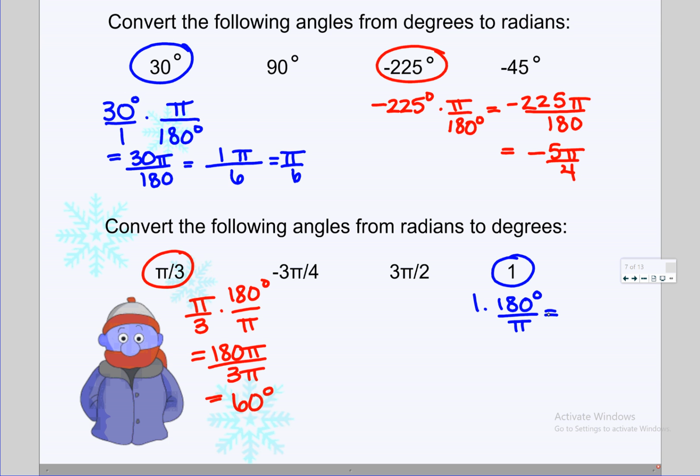Okay. And that would give me 180 over pi. Usually we don't write degrees like this in terms of pi. We usually give a decimal approximation. So go ahead and divide that in your calculator.